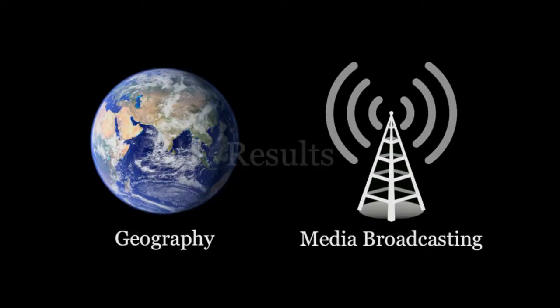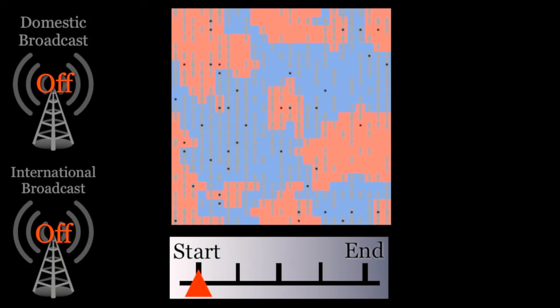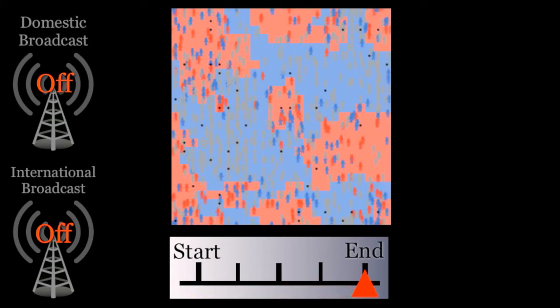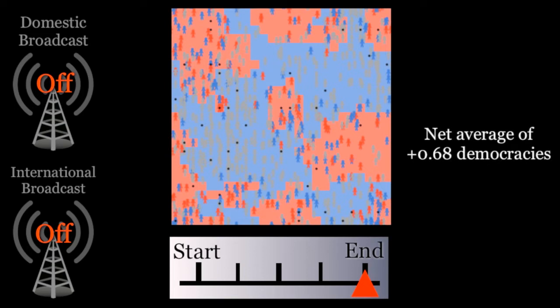Okay, so those are our two hypotheses. Let's look at some results. We have this first configuration with no broadcasting on, just looking at a pure geographic effect. This is what the simulation looks like at the start. We run it through to the end. Not a whole lot of change. Not very exciting. And in the 40 times we ran the simulation with this configuration, there was only an average of less than 1 democracy. Not a ringing endorsement for geography.